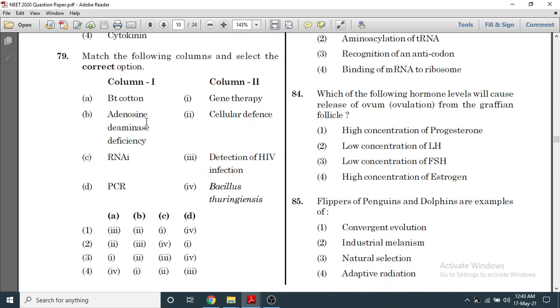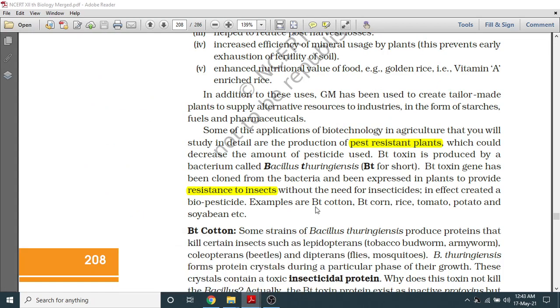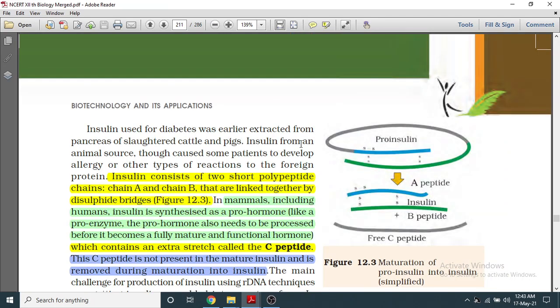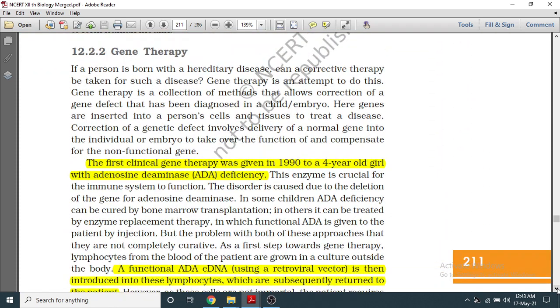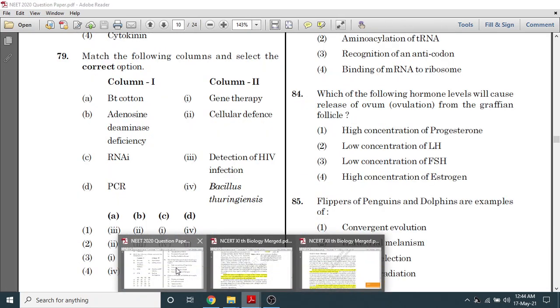Adenosine deaminase deficiency. Now move to page number 211. On page number 211 we will find the first clinical gene therapy was given in 1990 to a 4-year-old girl with adenosine deaminase deficiency. So match this with gene therapy. A functional cDNA is then introduced in lymphocytes. This is the next one.